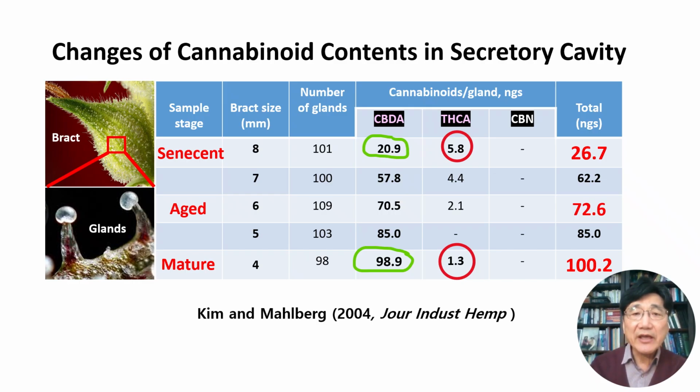Actually, we investigated how the amount of cannabinoids in the glandular trichomes differs depending on the stage of maturity. At the mature stage, CBDA content is at its peak and the trichomes appear clear. During plant aging, CBDA concentrations decrease. On the other hand, THCA gradually increases. At the senescent stage, THCA content is at its peak. However, the concentration of CBDA is at its lowest.